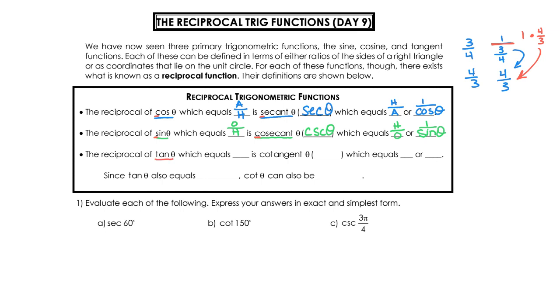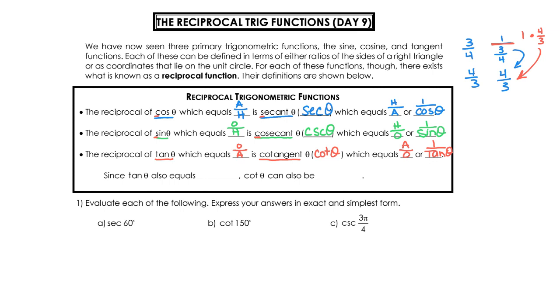Tangent theta. Tangent is your opposite side over your adjacent side. And the reciprocal of tangent is cotangent, which is abbreviated COT. And then that cotangent theta would be your adjacent side on top, your opposite side on the bottom, or 1 over tangent theta is how we know cotangent, which is the reciprocal. So a little bit tricky.